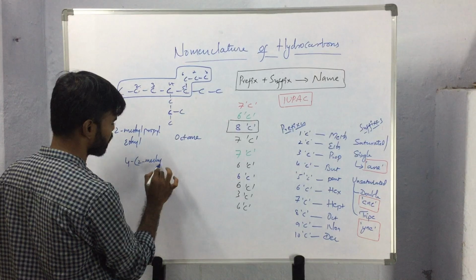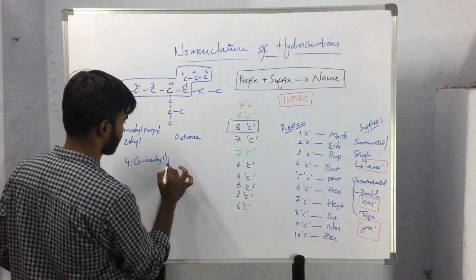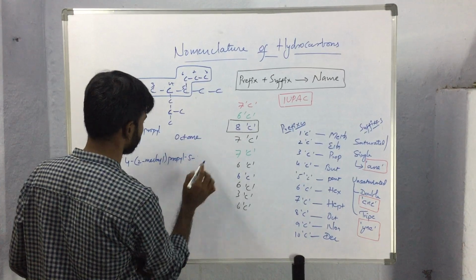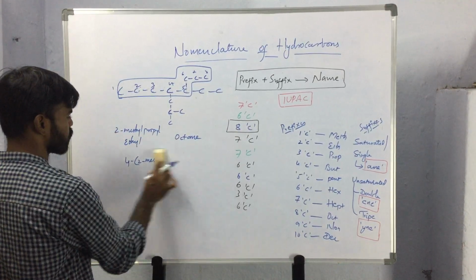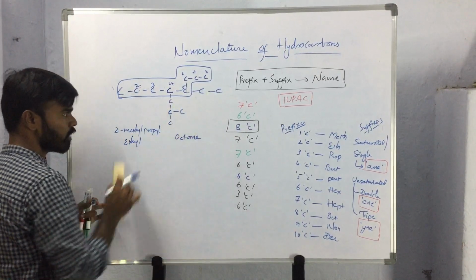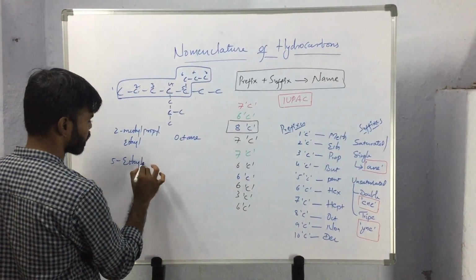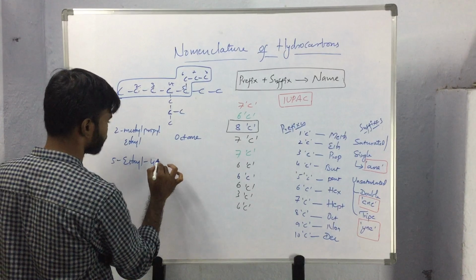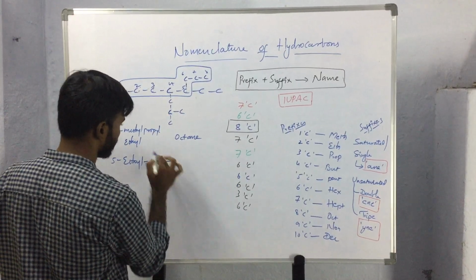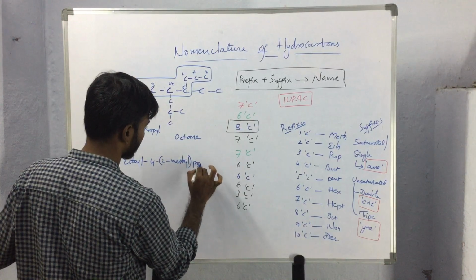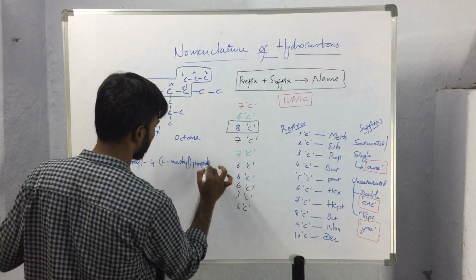2-methyl propyl 5. Oh, sorry. We have to arrange in alphabetical order now. So 5-ethyl, then 4-(2-methylpropyl) octane.